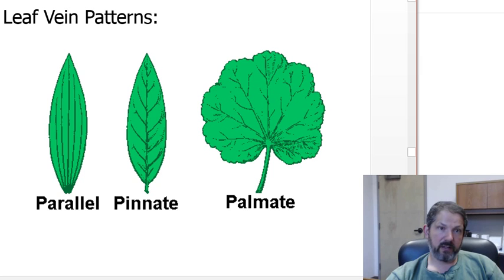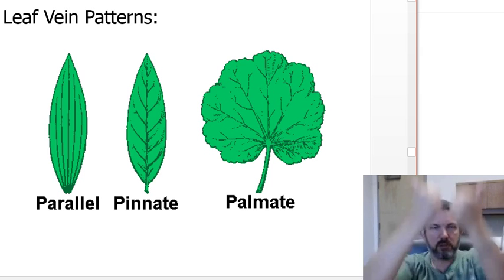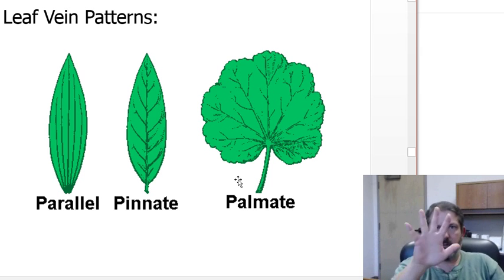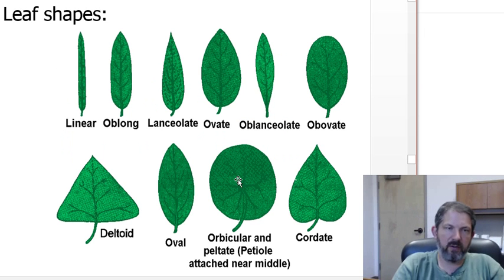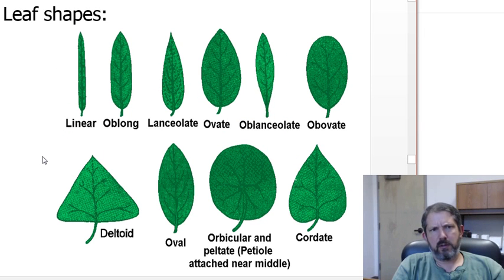If you look at the veins on leaves, they might be parallel, like in a grass leaf. A piece of grass is a leaf, pretty much. They might be pinnate, where they go out like that. Palmate, where they go like a palm of your hand, fingers kind of. The shapes of the leaves.